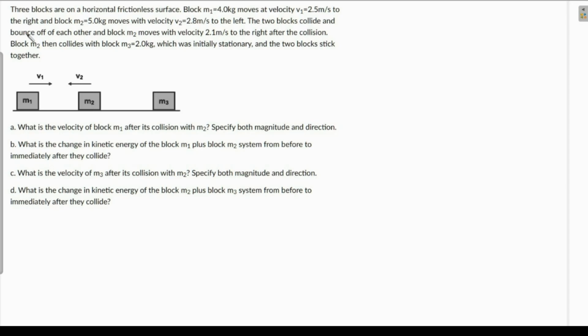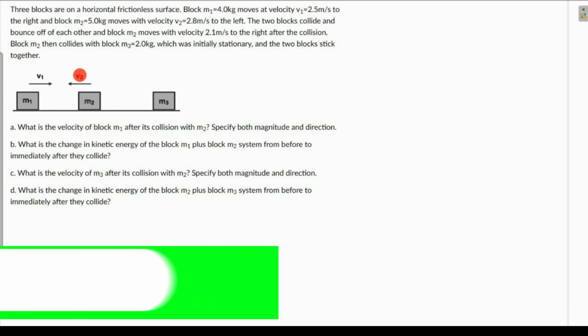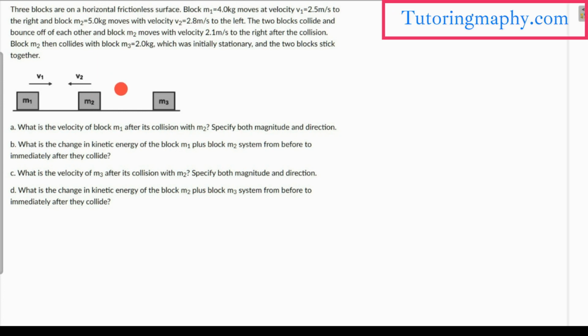Conservation of momentum. Three blocks are on a horizontal frictionless surface, and block M1 is 4 kilograms that moves at a velocity of 2.5 meters per second to the right. And a block of mass 5 kilograms moves over on the left with 2.8 meters per second. The two blocks collide and bounce off of each other, and the block M2 moves over on the right with 2.1 meters per second.